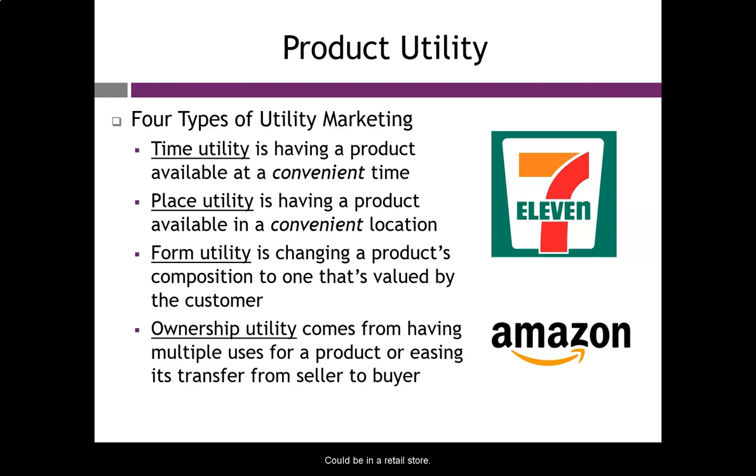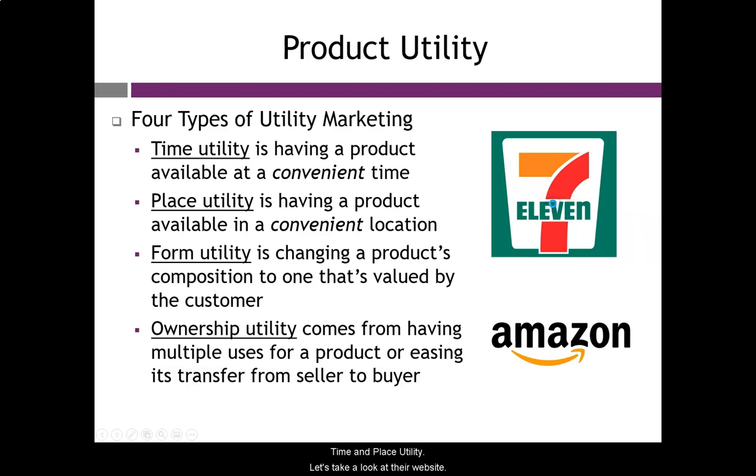Place utility, similarly, having your stuff available in a convenient location for your customers. Could be in a retail store, in a mall. If you're a food truck, being where the people are, right? If you're in DC, Farragut Square is probably a pretty good place to have your food truck. Convenient location. And then 7-Eleven and Amazon, again, great examples. 7-Eleven typically in densely populated areas, convenient for people. And Amazon, shopping from home. You can't get much more convenient than that.